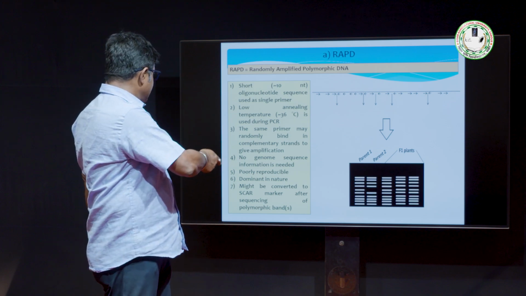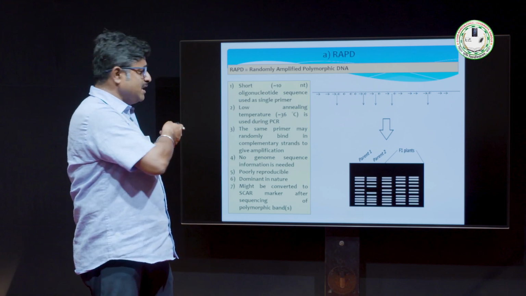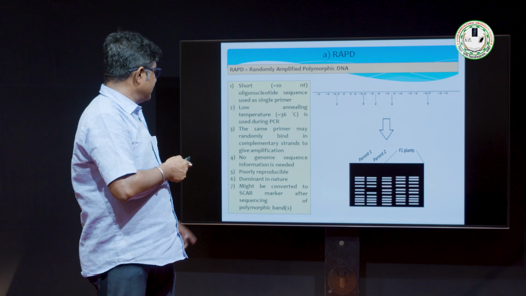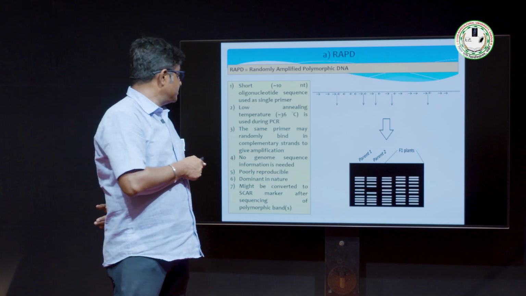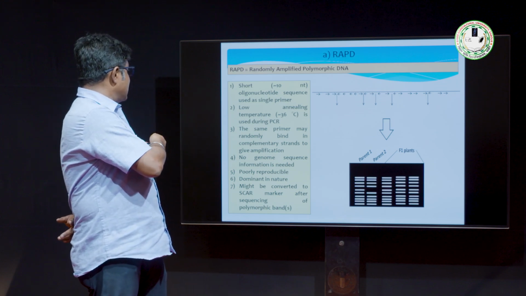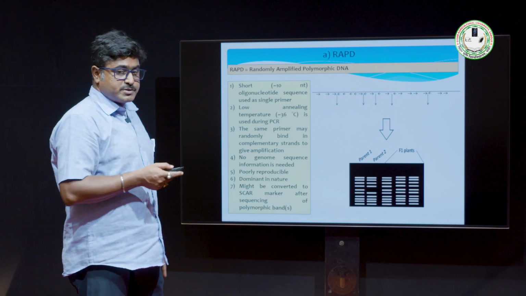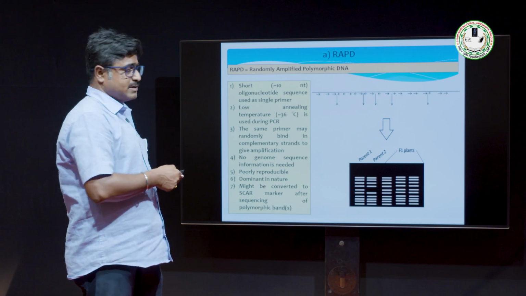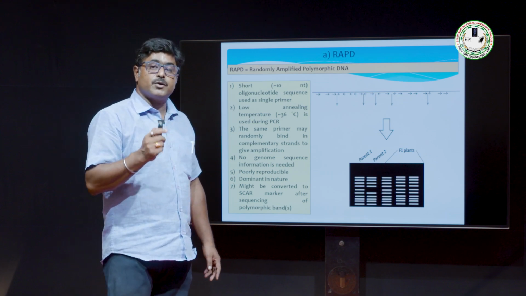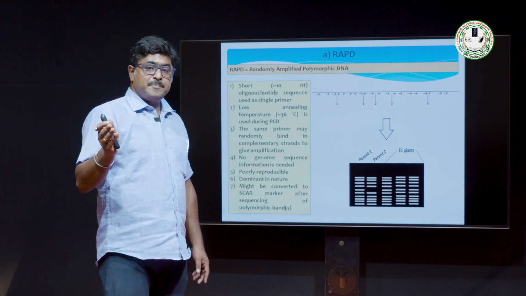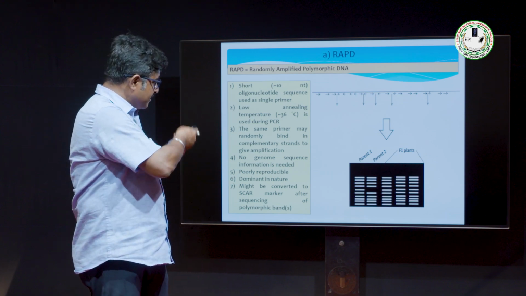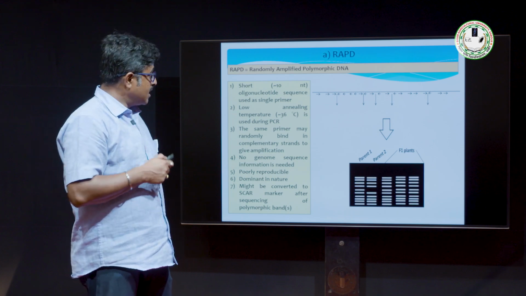So you can say here we have to use a very low annealing temperature in case of RAPD because the length of the primer is very short. The same primer may randomly bind in complementary strands to give the amplification. No genome sequence information is needed, but the problem is that it's very poorly reproducible. The lab to lab, batch to batch variation in the banding pattern while we are working with RAPD is very high.